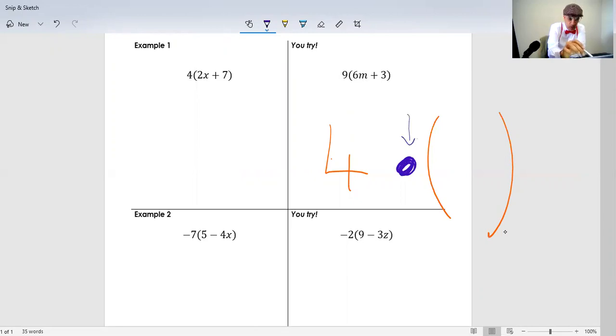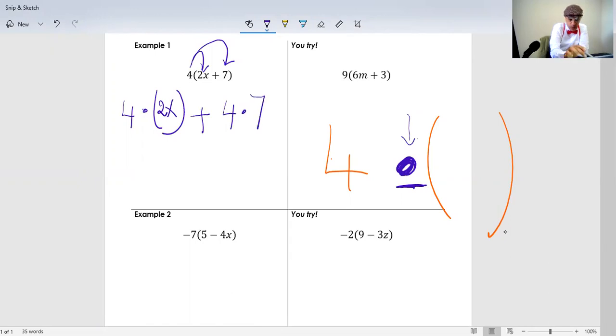So we're gonna go 4, give it to the first guy here, 2x, and then 4, give it to the next guy here, which is plus 7. So distribute, that's what it means to distribute. So 4 times, remember, multiplication, 2x plus 4 times 7.